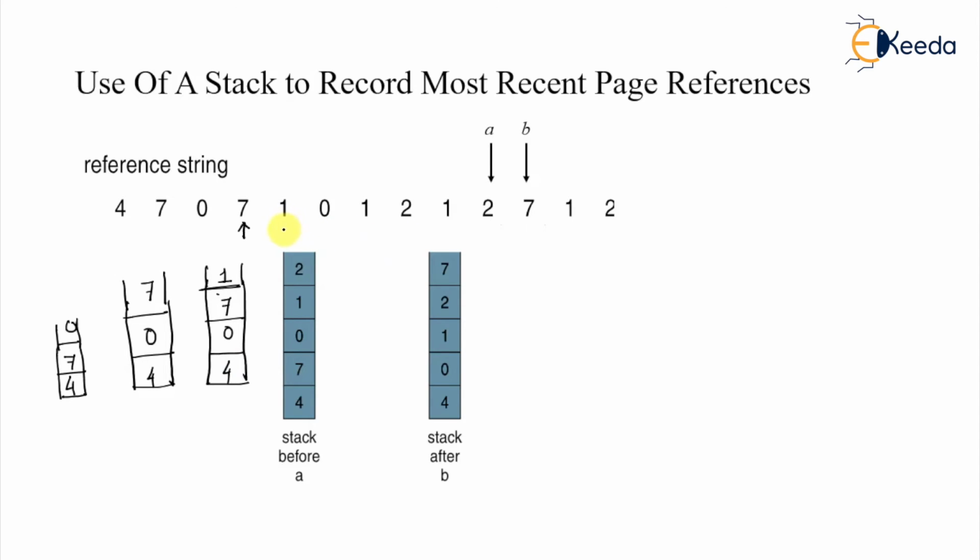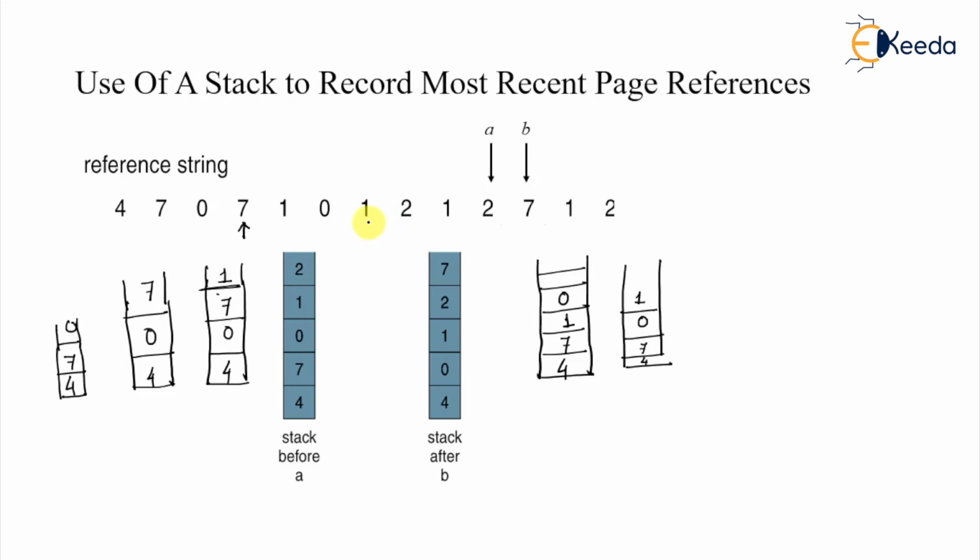Now 1 is already there, and 0 is a hit. This 0 will become the most recently used, so 0 goes on top and it becomes 4, 7, 1, and 0 on the top. Then you have a 1, so now 1 goes on the top, and it becomes 1, 0, 7, and finally 4.